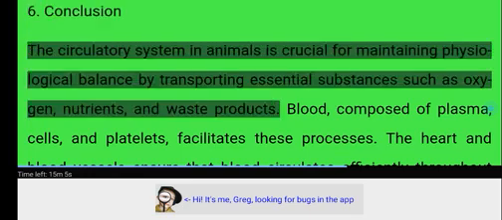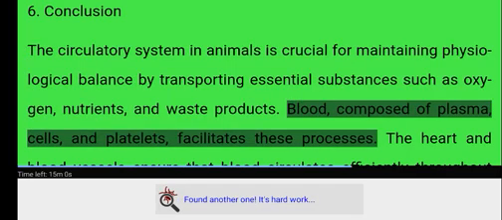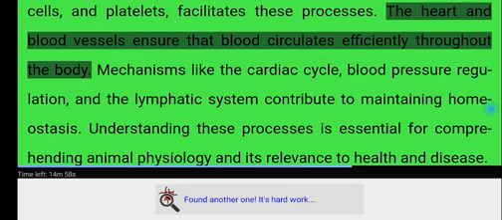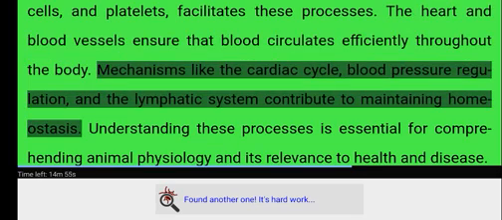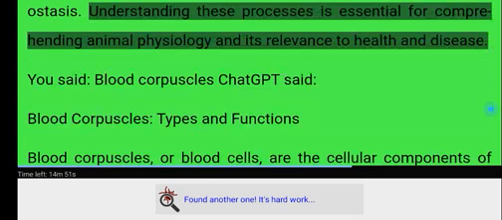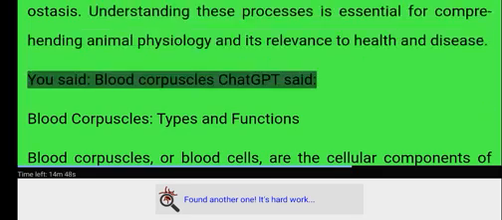6. Conclusion. The circulatory system in animals is crucial for maintaining physiological balance by transporting essential substances such as oxygen, nutrients, and waste products. Blood, composed of plasma, cells, and platelets, facilitates these processes. The heart and blood vessels ensure that blood circulates efficiently throughout the body. Mechanisms like the cardiac cycle, blood pressure regulation, and the lymphatic system contribute to maintaining homeostasis. Understanding these processes is essential for comprehending animal physiology and its relevance to health and disease.